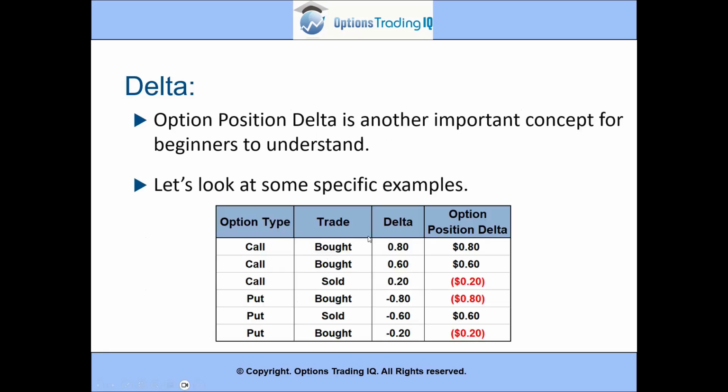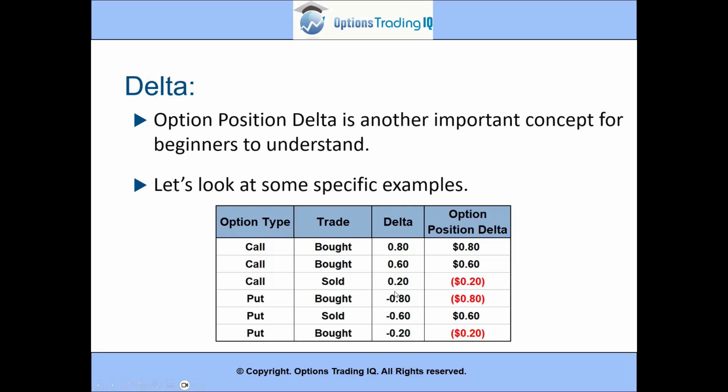So here we've got our same options that we were looking at before. If we buy that 80 delta call option, we've got positive delta. Same with the 60 delta call option. If we buy that, we've got positive delta. But on the third example, the call option itself has positive delta, but we've sold it, so our position delta is actually negative. We're going to do well if the stock drops in this case.